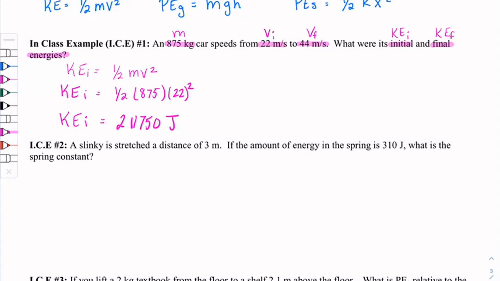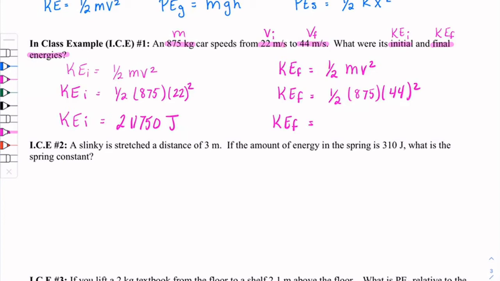Okay, it's a simple calculation. Now we're going to do the final kinetic energy, KE final. We're going to use the final velocity to do that. So that's 1/2 mv squared, same equation. This time, mass is the same car, but now the velocity is 44 squared, okay? And so you go ahead and pause and calculate, you get 847,000 here.